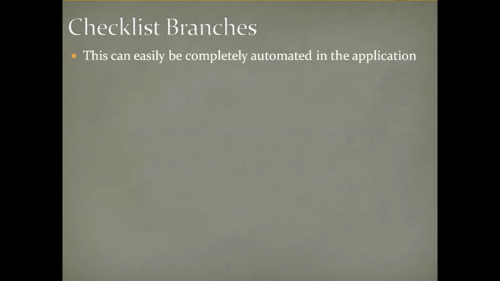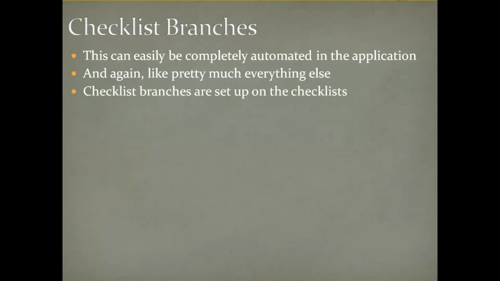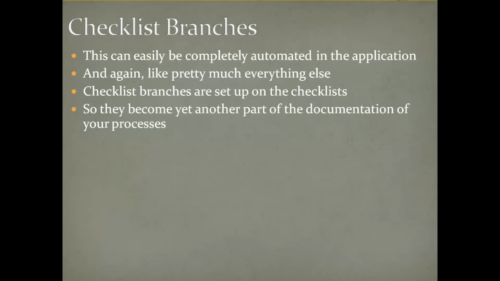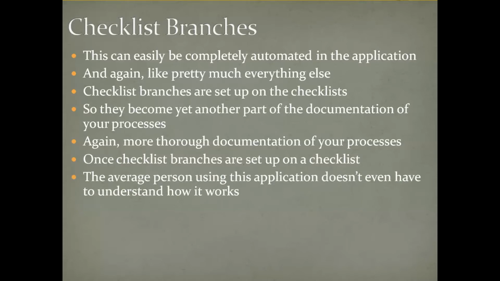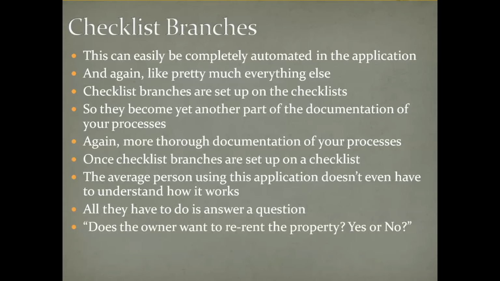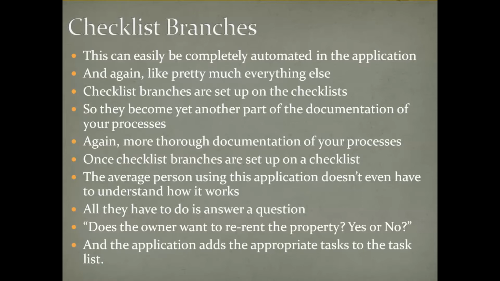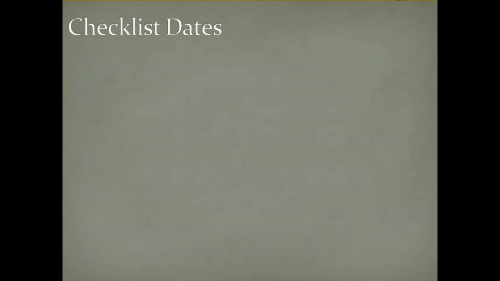This can easily be automated in the application, and again, like pretty much everything else, checklist branches are set up on the checklists, so they become yet another part of the documentation of your processes. Again, more thorough documentation of your processes. Once the checklist branches are set up on a checklist, the average person using the application doesn't even have to understand how it works. All they have to do is answer a question. Does the owner want to re-rent the property? Yes or no? And the application then adds the appropriate tasks to the task list once they answer that question.